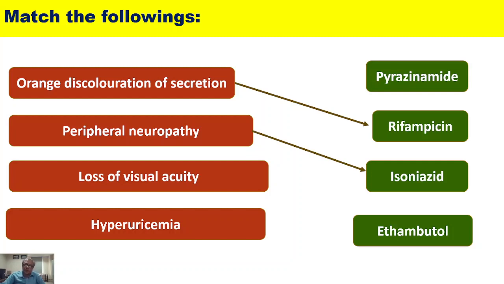It is also used for the treatment. Loss of visual acuity occurs in case of ethambutol, and it is not possible to identify these adverse effects early in the pediatric age group. That's why it is contraindicated before the age of 5 years. And hyperuricemia is most common with pyrazinamide.